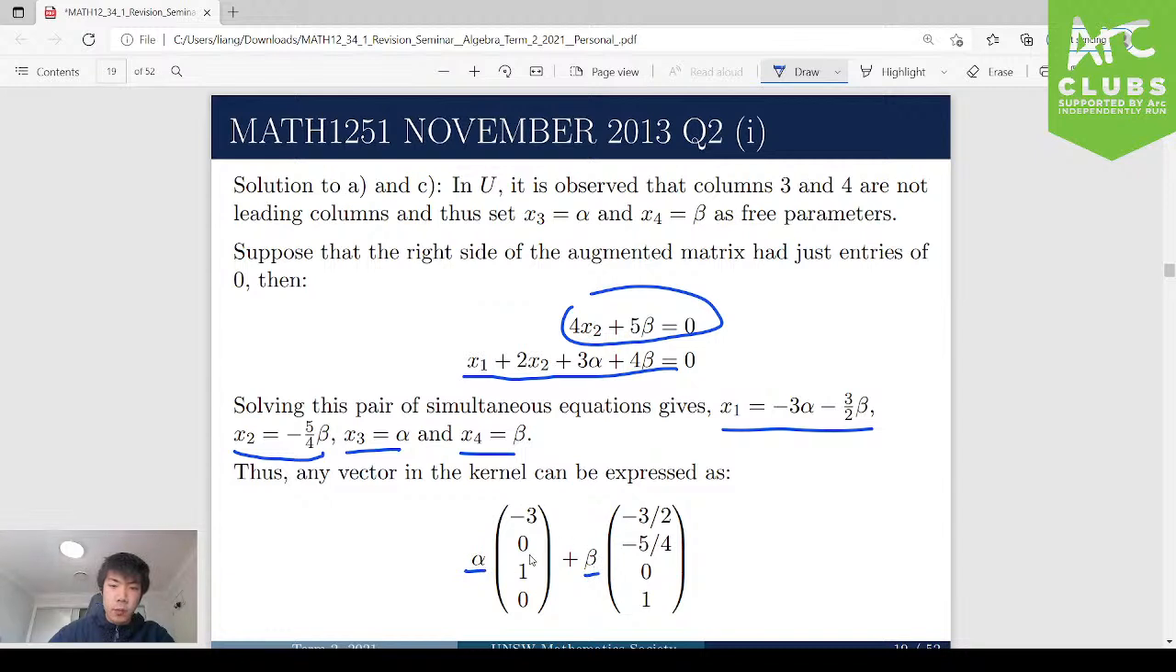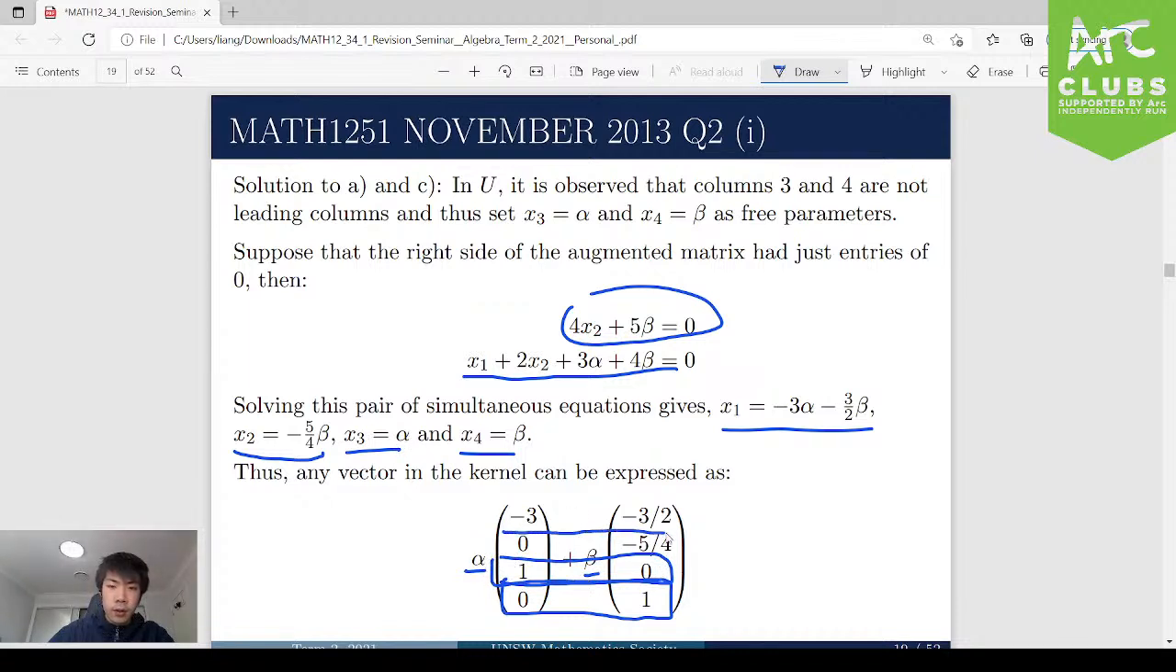And then when you set these two vectors up, firstly, x4 equals beta. So that's why in this fourth position here, you have 0, 1, because you want just beta. You don't want any alphas. In this third row, you have 1, 0, because x3 equals alpha. You want just one alpha and no betas.